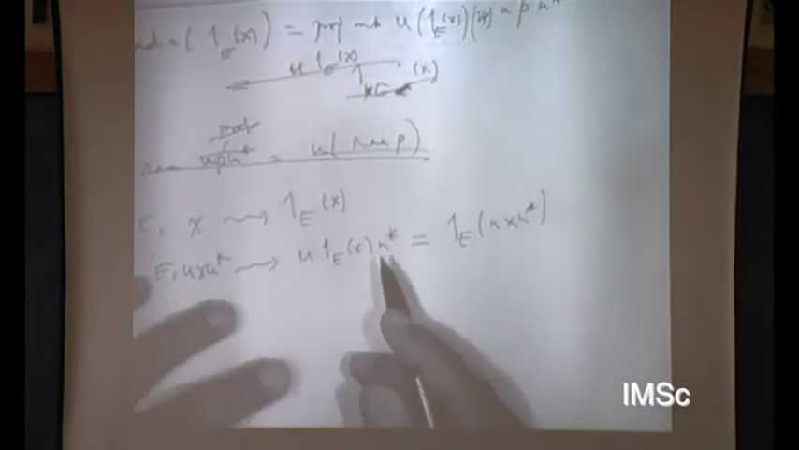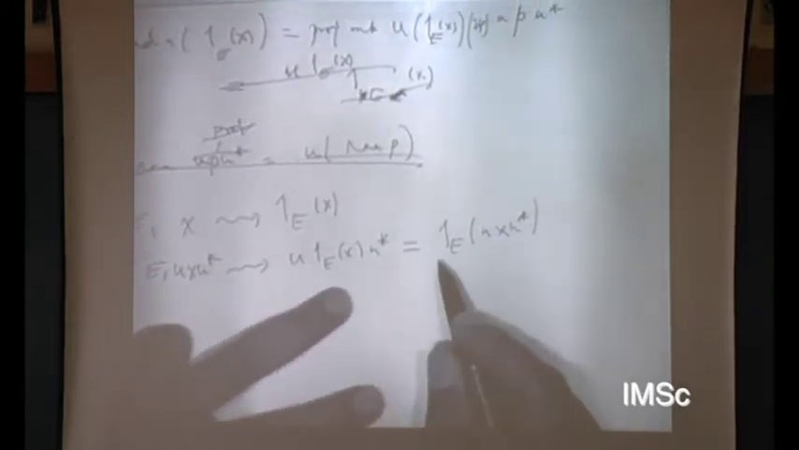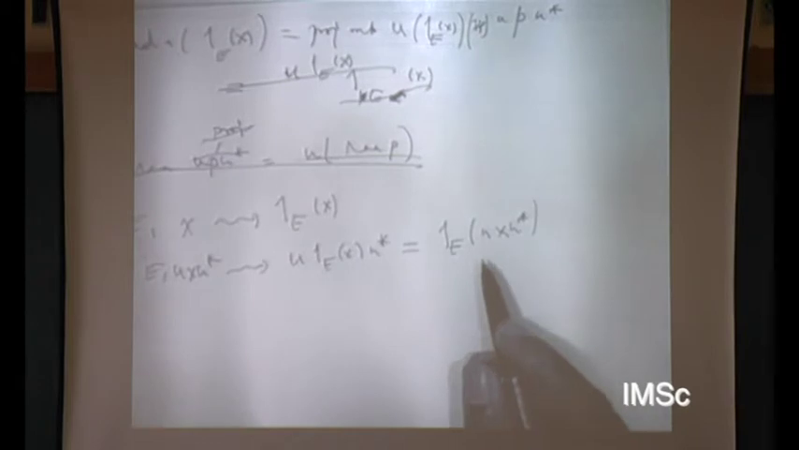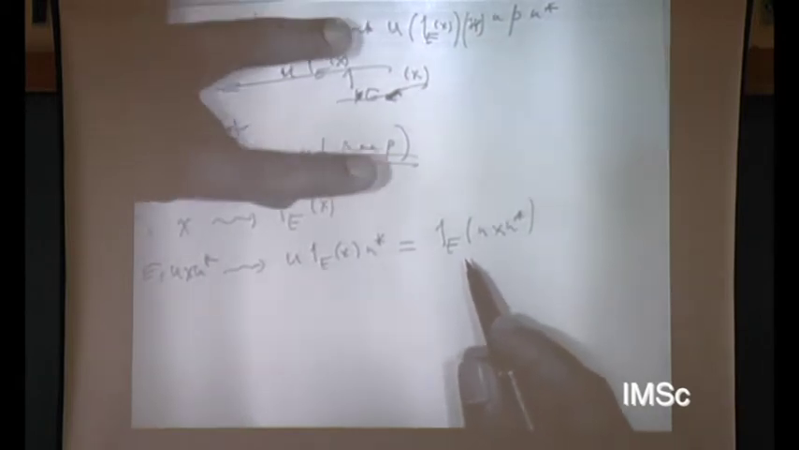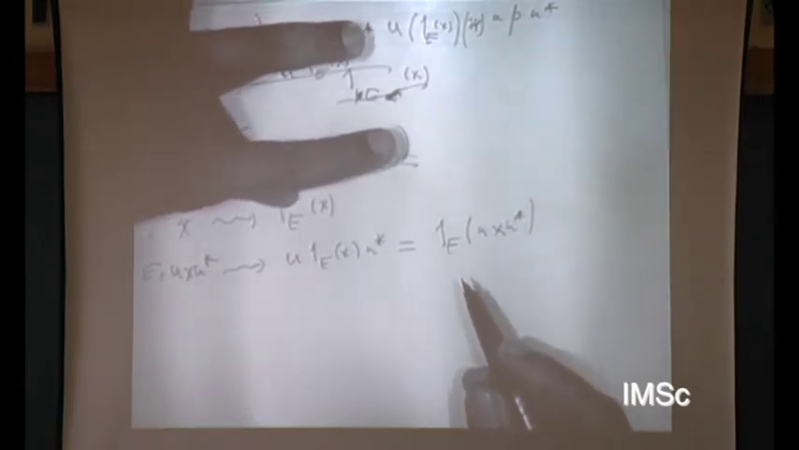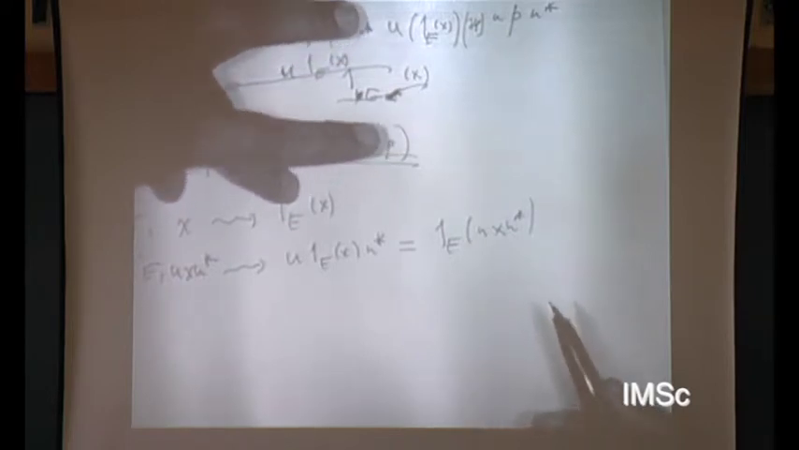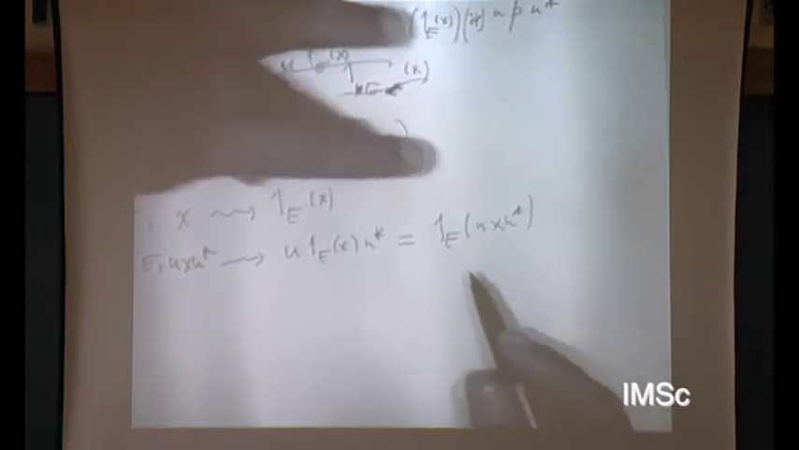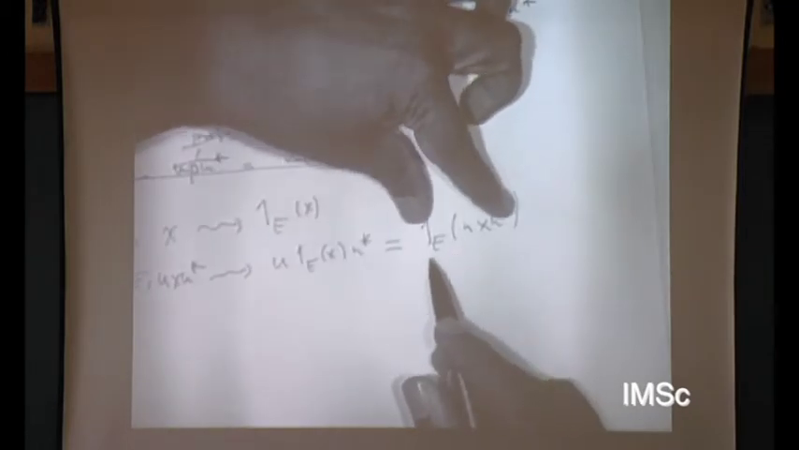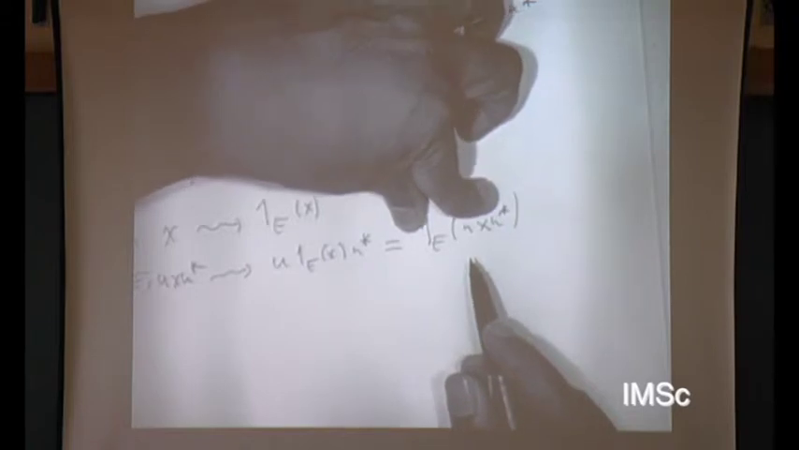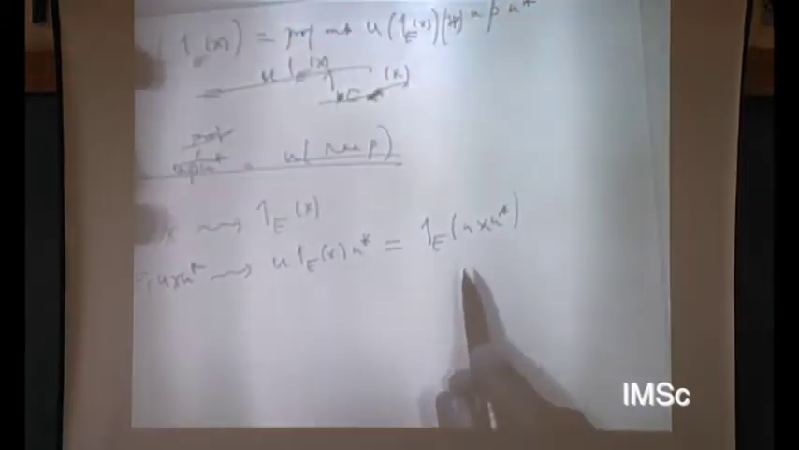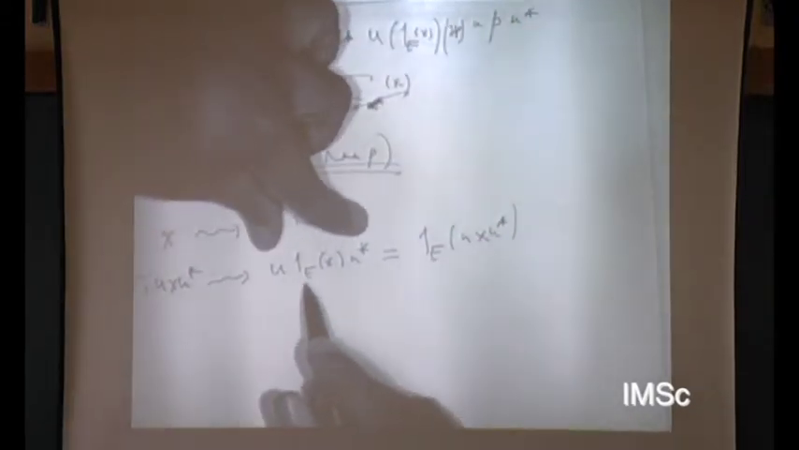That means if we take 1_E of U, I'm saying that X going to 1_E(X) is canonical. What that translates into, and you can sit down and verify it whichever way you want, is the statement that 1_E of (U X U star) is going to be exactly U 1_E(X) U star.